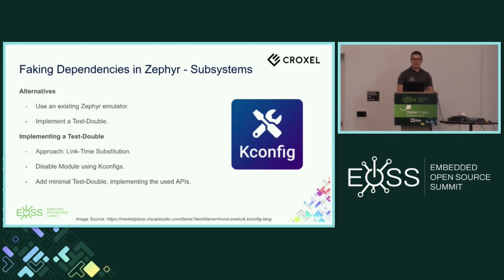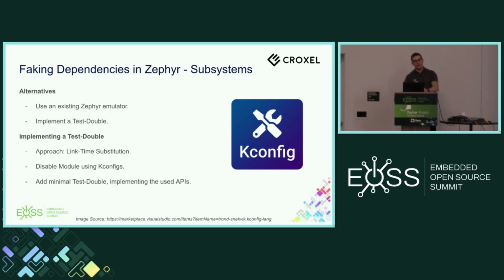When you're trying to make your fake dependencies in Zephyr, for instance, subsystems, you may have alternatives. The first one is that you use an existing Zephyr emulator. Zephyr provides some emulators for you to test with and to fake the behavior of those modules or subsystems. So if you think that you can leverage that, don't reinvent the wheel. If it works for you, don't skip it just because you want to have control. If it's there, make sure you understand it and use it if possible. The alternative is to implement your own test double.